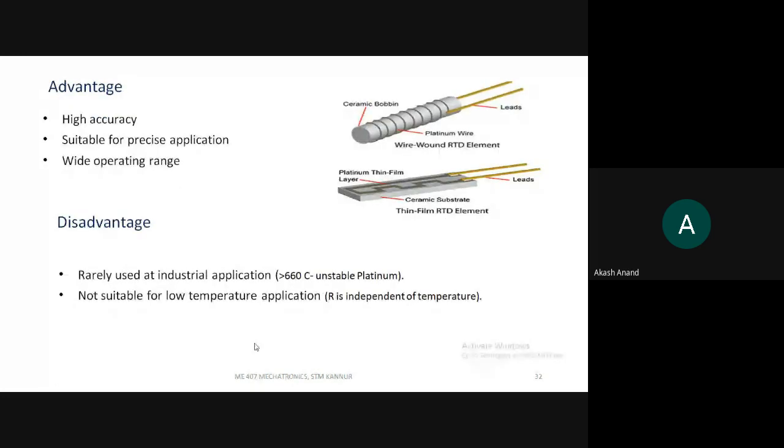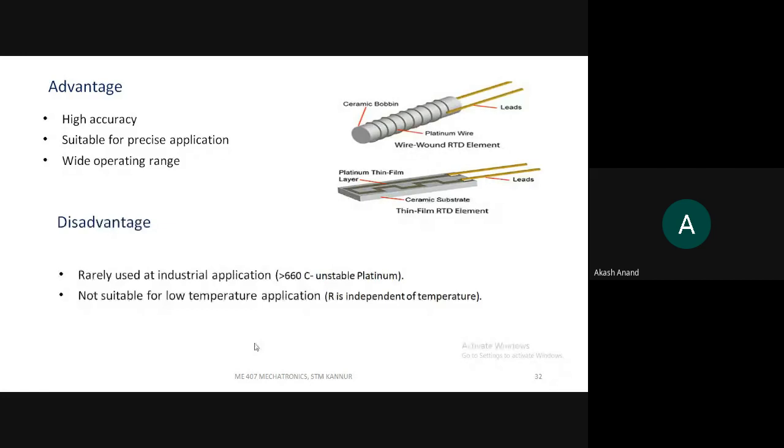The advantages are high accuracy, suitability for precision application, and wide operating range. The disadvantage is that it is rarely used in industrial application. Why? Because for temperatures greater than 660 degrees Celsius, the platinum wire is highly unstable. It will start to melt. So it cannot be used in industrial application.